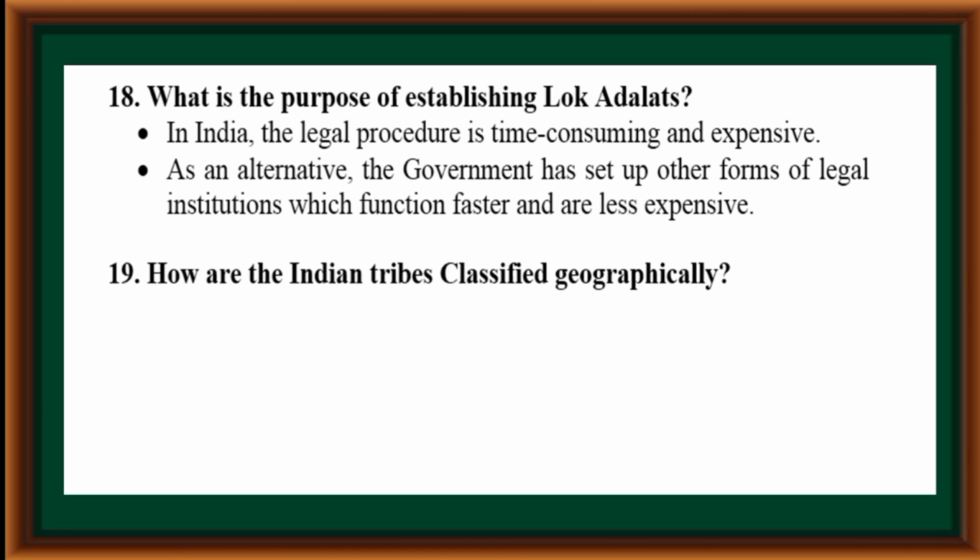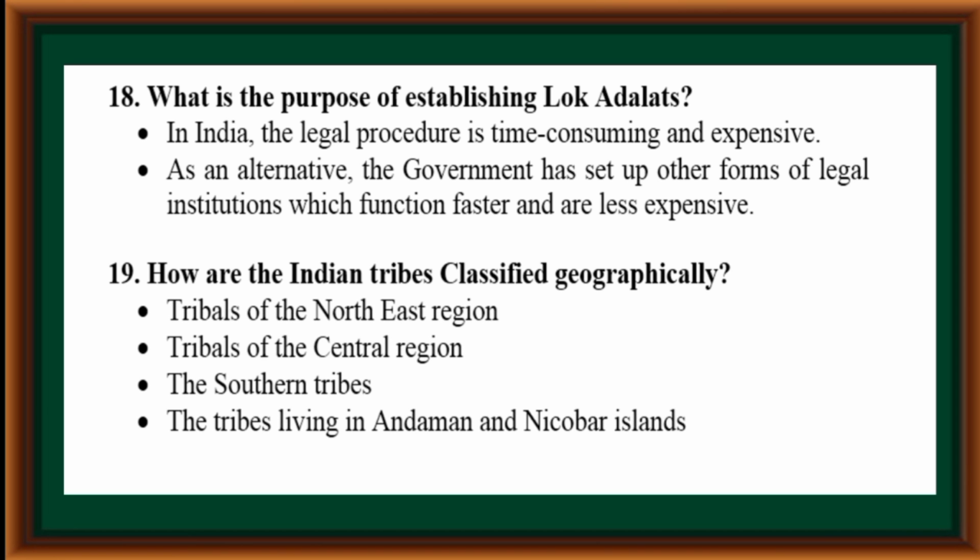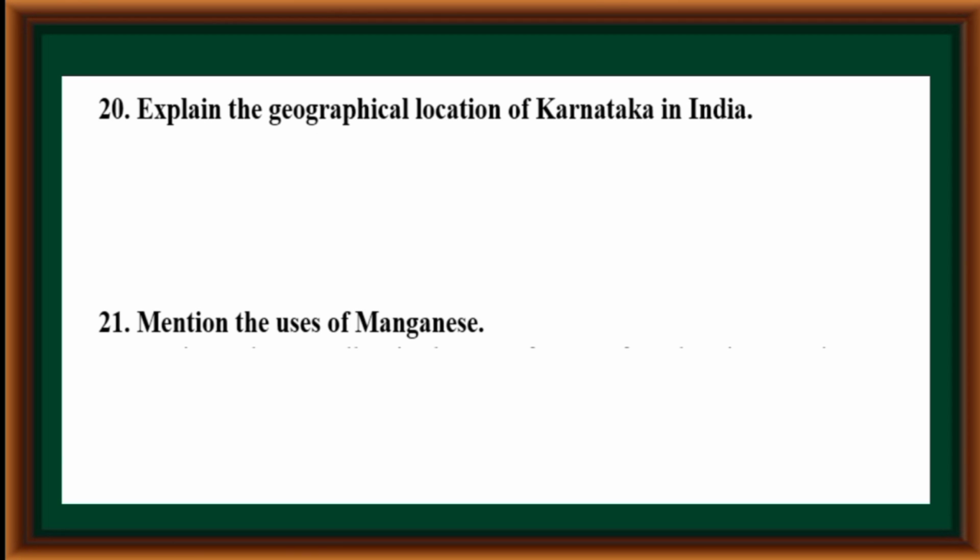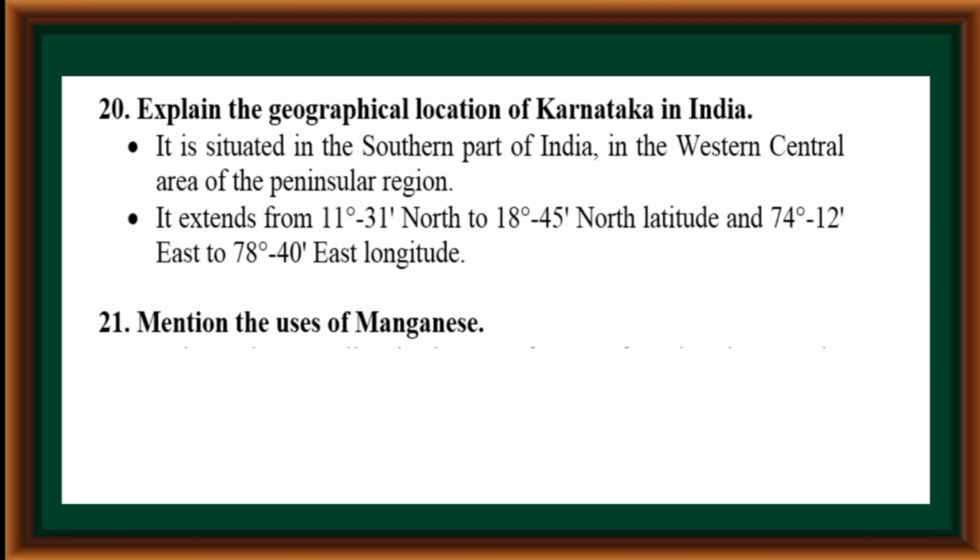How are the Indian tribes classified geographically? Tribals of the northeast region, tribals of the central region, the southern tribes, the tribes living in Andaman and Nicobar Islands. Explain the geographical location of Karnataka in India. It is situated in the southern part of India in the western central area of the peninsular region. It extends from 11 degree 31 minute north to 18 degree 45 minute north latitude and 74 degree 12 minutes east to 78 degree 40 minute east longitude.